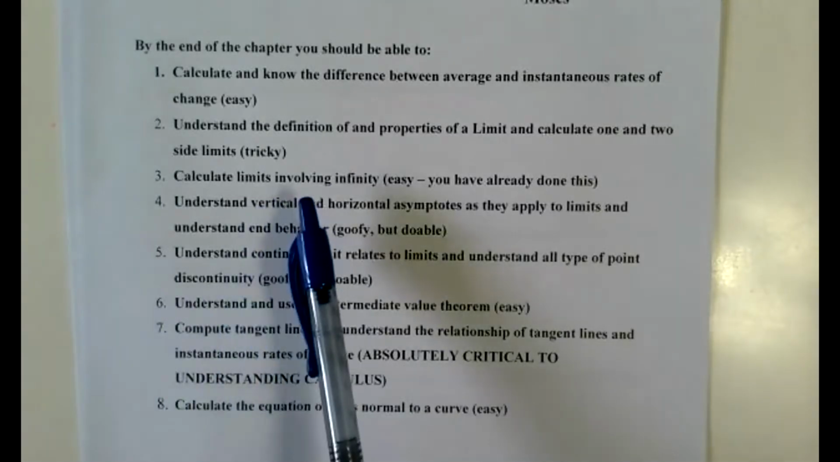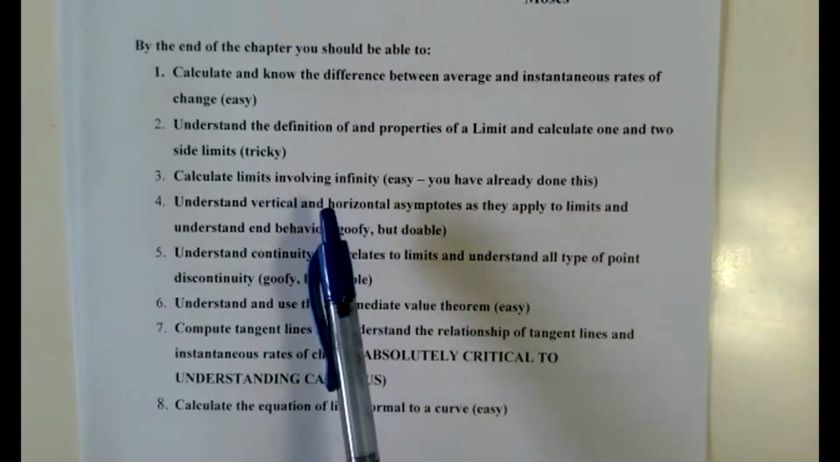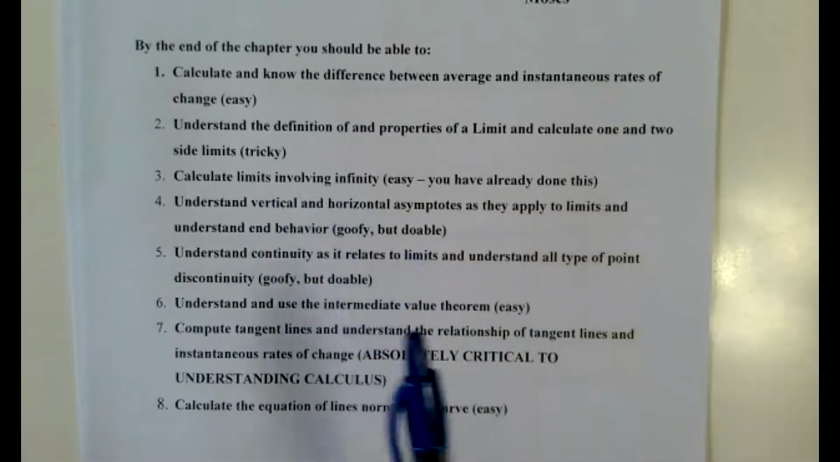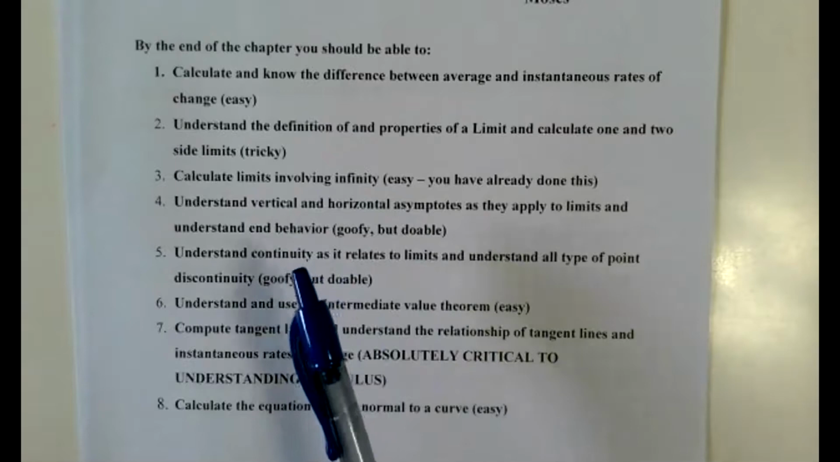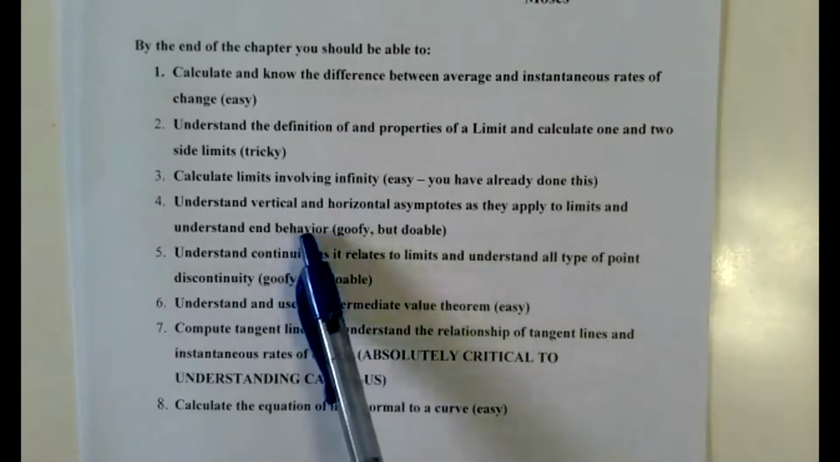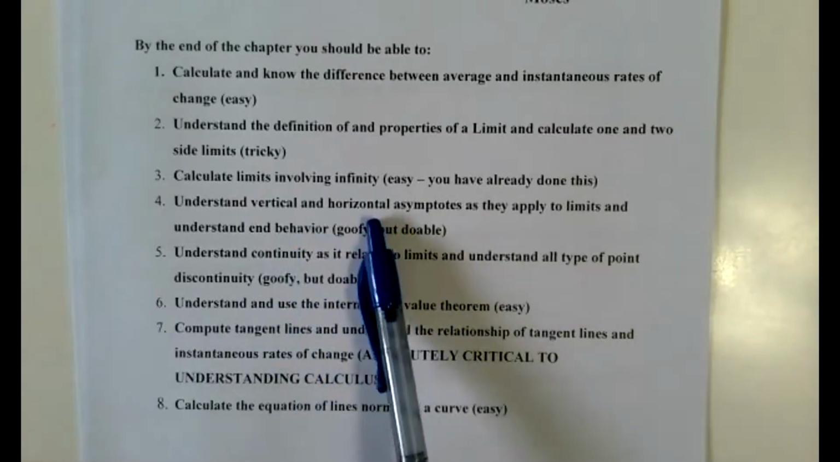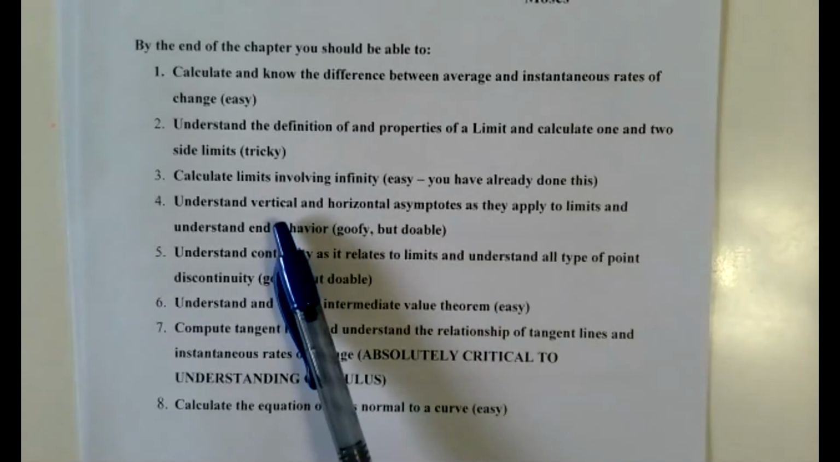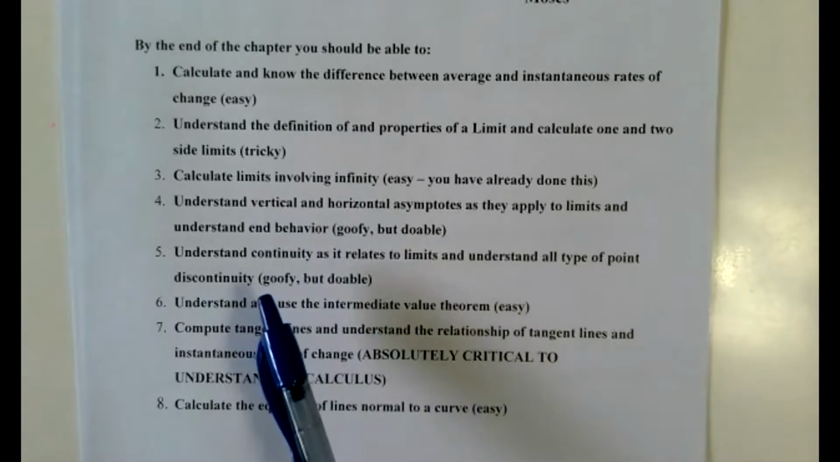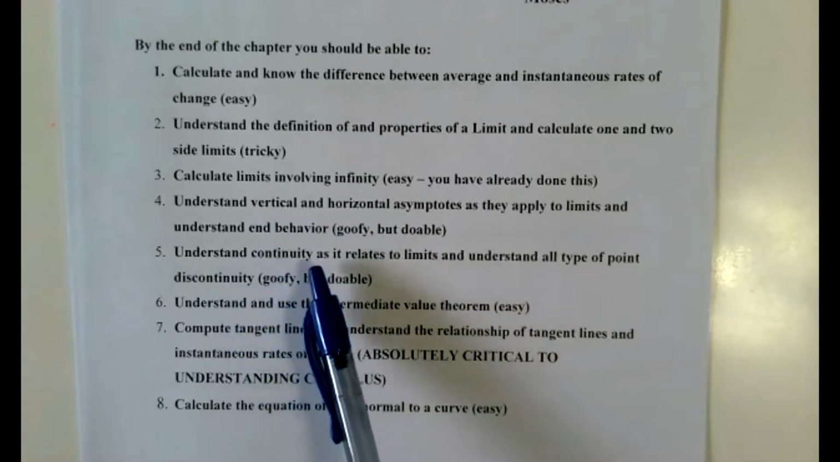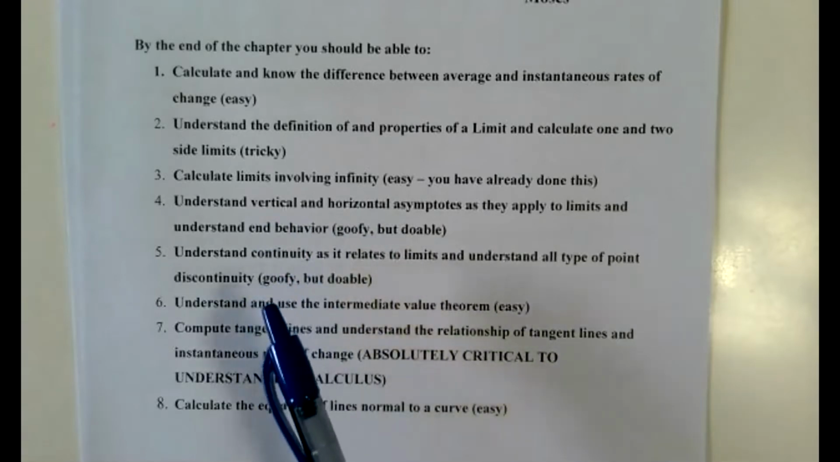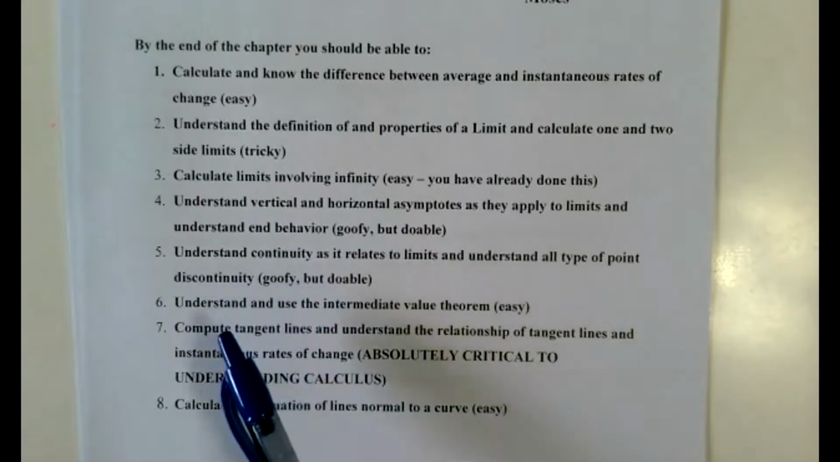You're going to calculate limits involving infinity. You've already done this. It's called an asymptote, a horizontal asymptote. And then they start getting into vertical and horizontal. Horizontal are limits, vertical are something else, but you can take a limit as you get closer and closer to an asymptote. It's pretty goofy. And understanding continuity, they make a big deal out of it for important reasons, but it's also goofy.